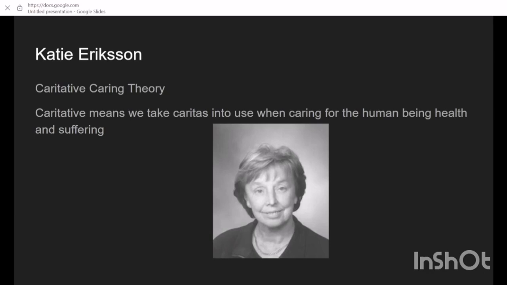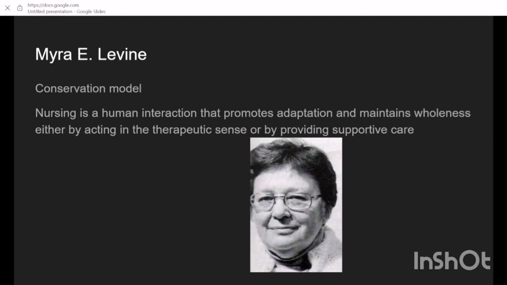Myra E. Levine, The Conservation Model. Nursing is a human interaction that promotes adaptation and maintains wholeness either by acting in the therapeutic sense or by providing supportive care.